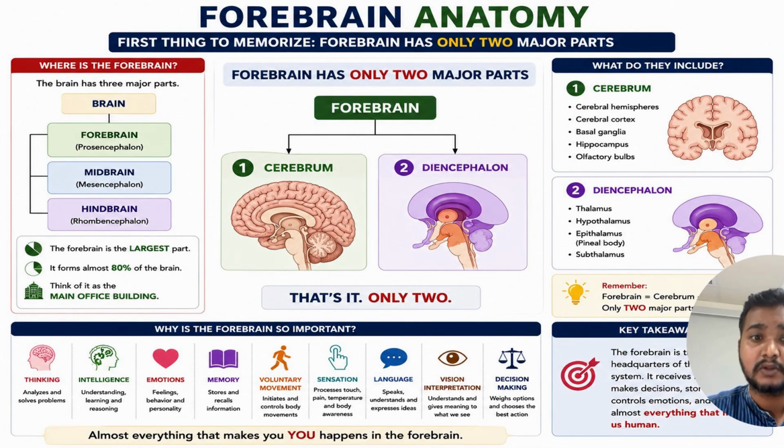So whenever you see the word forebrain, your brain should immediately think, forebrain equals cerebrum plus diencephalon. This simple relationship is tested repeatedly in medical school and board examinations because it forms the foundation for understanding neuroanatomy. Once you know these two major divisions, learning the rest of the forebrain becomes much easier.